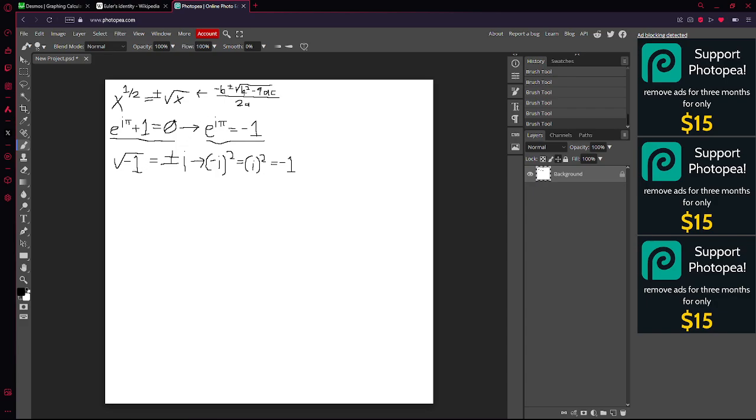And if you can recall from the quadratic formula, you can assume that the square root of a variable has two solutions, a positive and a negative solution. So you square root negative 1, you get positive negative i right here. And here's my reconstruction proof right there.